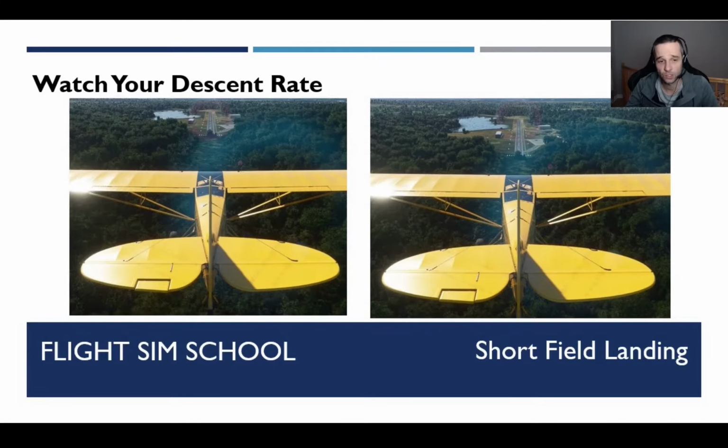The best way to judge your descent rate is to actually look at the angle that the runway is forming in front of you. So on the left, which is the normal descent rate, you can see that the runway feels a little bit more squished. You see a lot more of the front of the runway and a lot less of it as it moves further away from you. On the other hand, if you look at the steeper descent angle, you see a lot more of the runway.